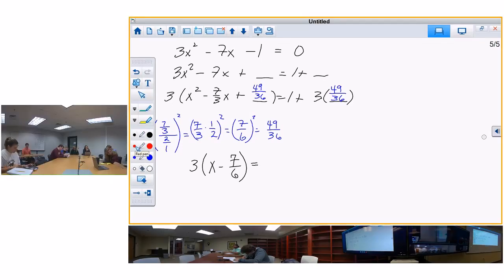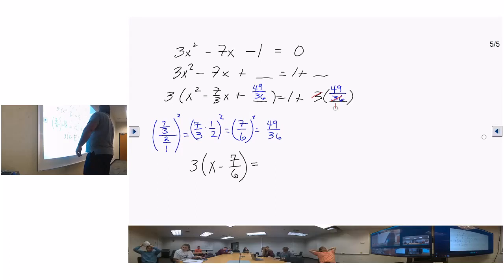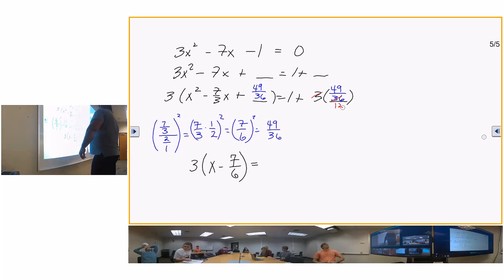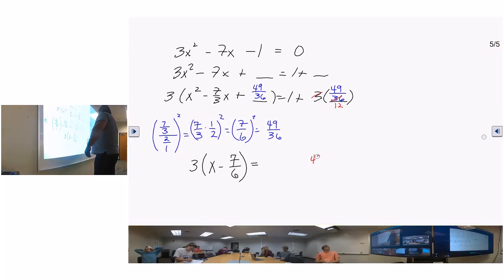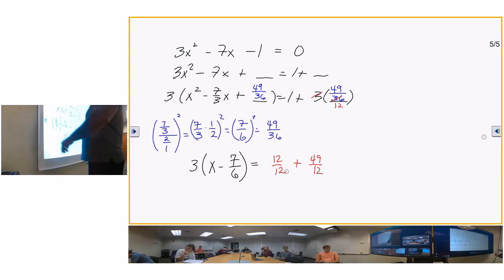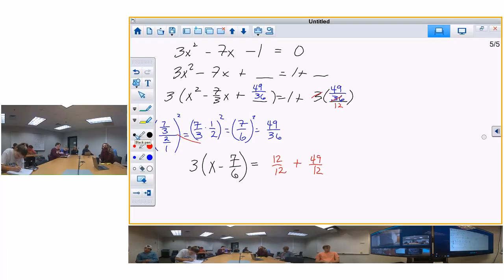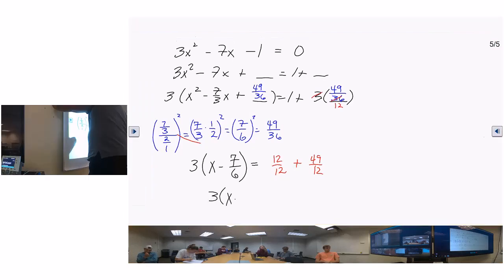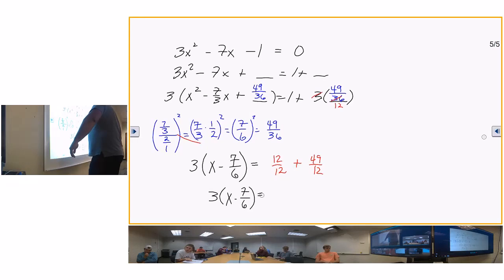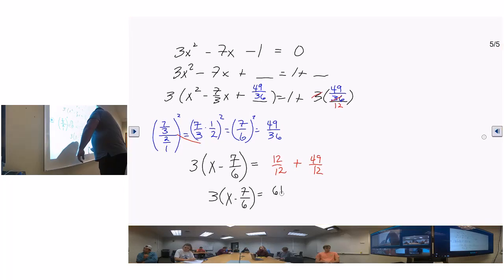All right, that 36 cancels as a 12. So I'm going to write that as 49 over 12. So that's going to change this 1 to a 12 over 12. Now I've got 3 times x minus 7/6 is equal to 12 plus 49, which is 61. Check my math. 61 over 12.